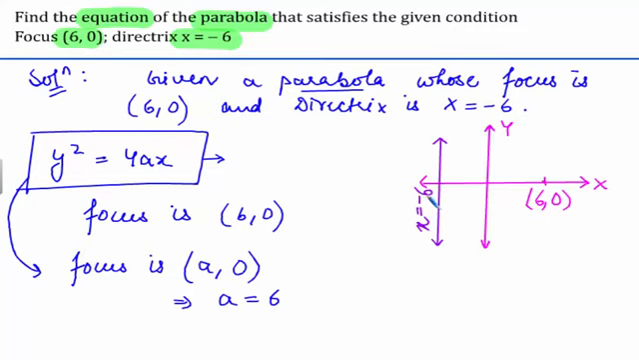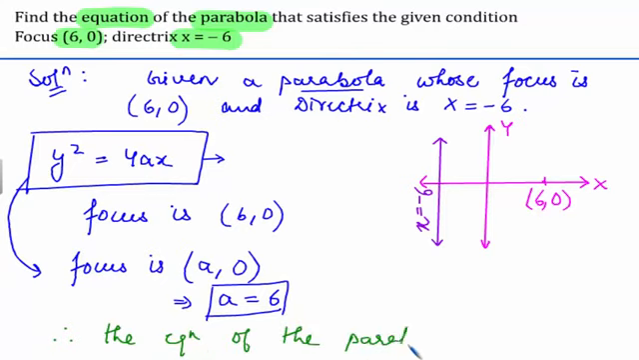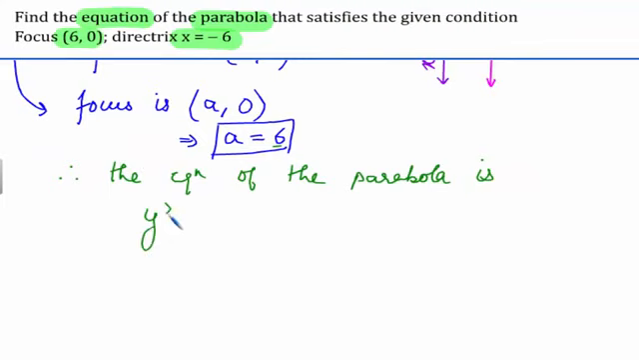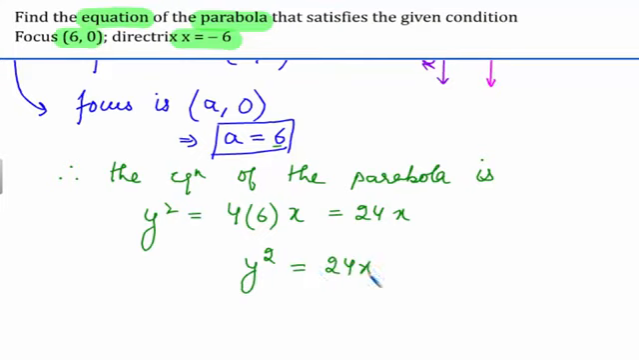And thus we can say that the equation of the parabola is, substituting the value of a in the standard form of the equation of the parabola, y² = 4 × 6 × x, which is equal to 24x. Therefore, our answer is y² = 24x. So this is the equation of the parabola whose focus is at (6, 0) and directrix is x = -6. This completes the solution.